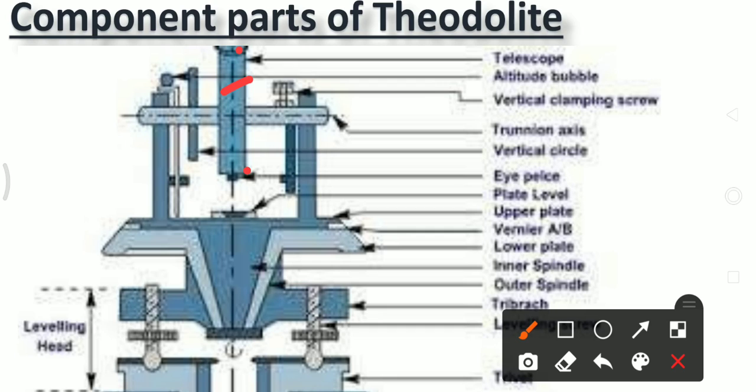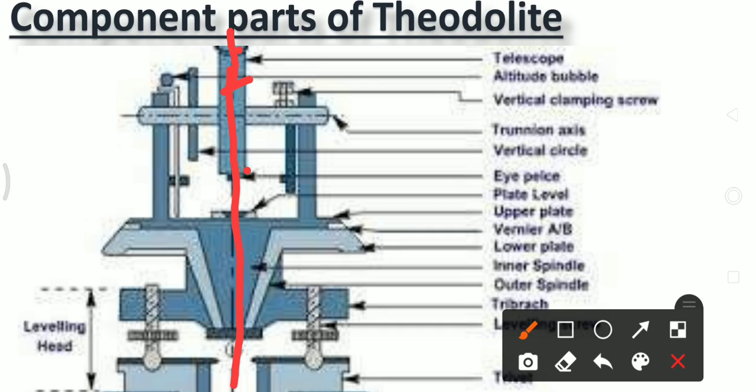Next component part is the altitude bubble. There is a provision of an altitude bubble. The use of the altitude bubble is to make the vertical axis of the theodolite truly vertical. This is the vertical axis of the theodolite.